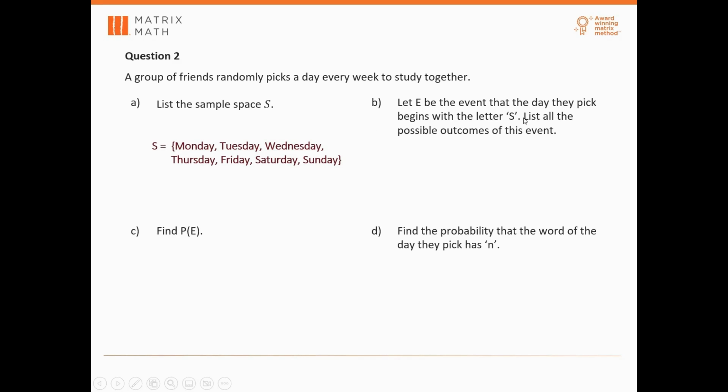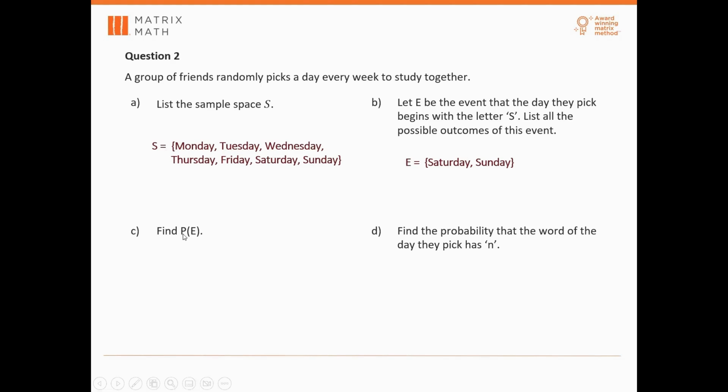Then B, let E be the event that the day they pick begins with the letter S. List all the possible outcomes of this event. So starting with letter S will be Saturday and Sunday only. So you want to write down these 2 days, list them out this way using equals bracket Saturday, Sunday.